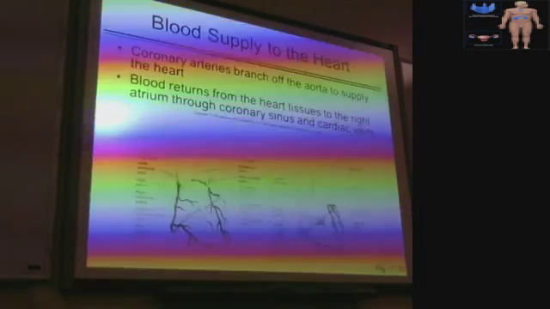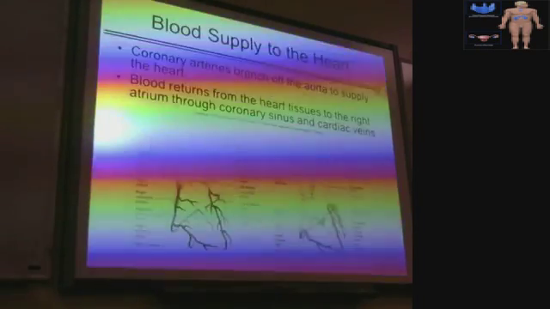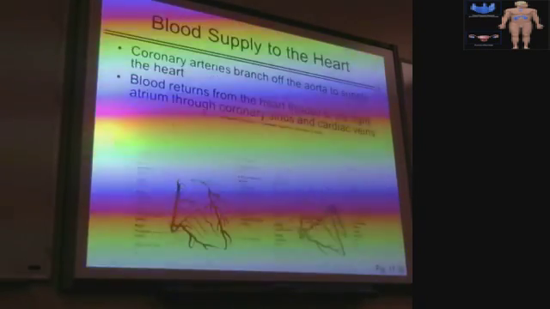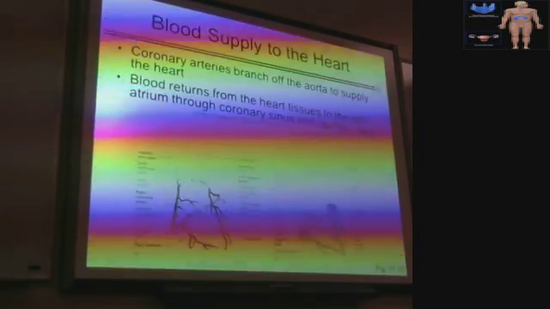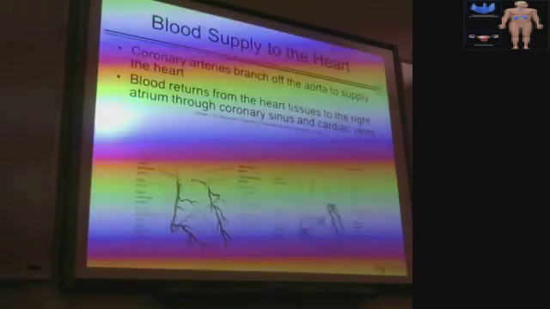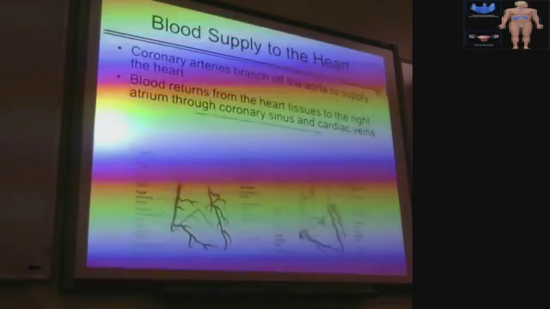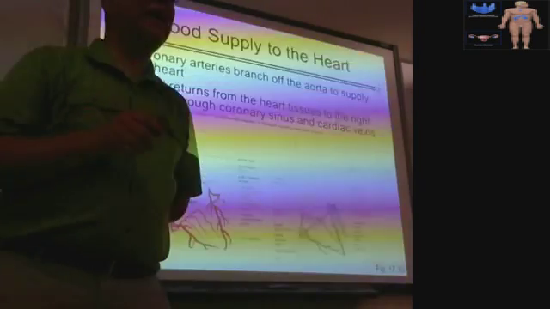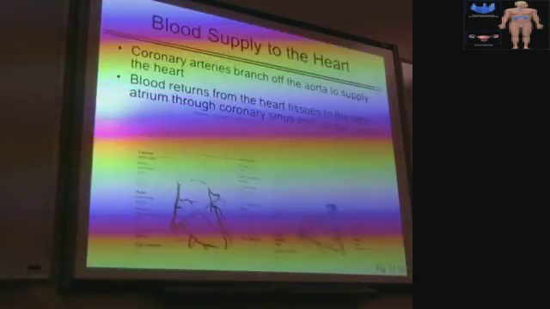All right, blood supply to the heart. The coronary arteries branch off of the aorta and supply blood to the heart. Blood returns from the heart tissues to the right atrium through the coronary sinus and the coronary vein, the cardiac veins.